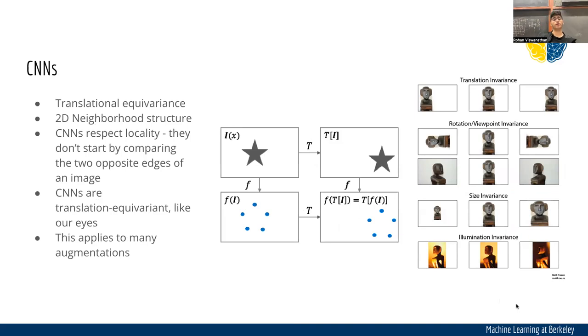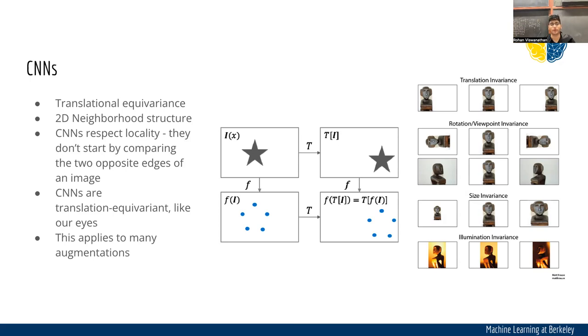We spent a decent amount of time on this in the last couple classes, so I'm just going to skim through this. Something we didn't talk about too much is that CNNs have translational equivariance. What this means is that they adhere to what is called a 2D neighborhood structure. Because we have a kernel which is sliding along this image a certain stride distance, depending on where our region of interest is in the image, the CNN will capture this at different points along its stride movements, right? So they respect locality. They won't start by comparing the two opposite edges of an image. They'll start on one side, and as the kernel progresses, as the stride continues, it'll learn more and more information.